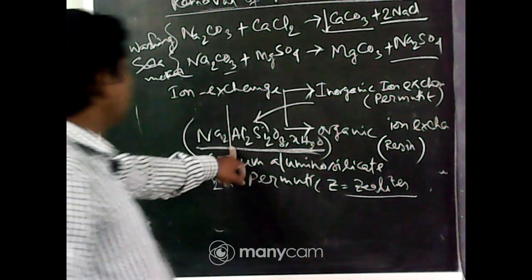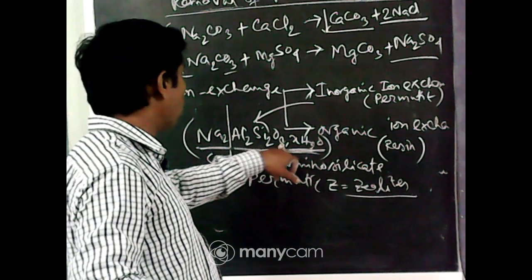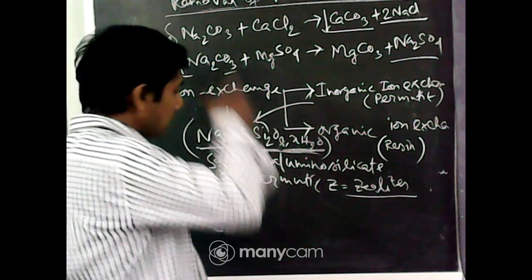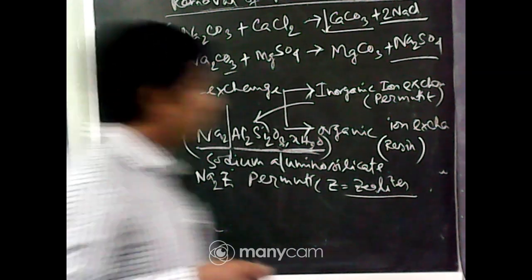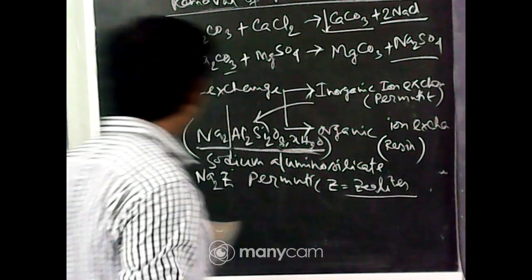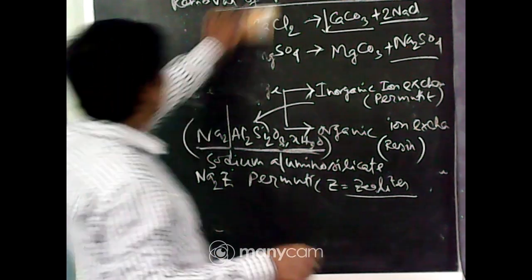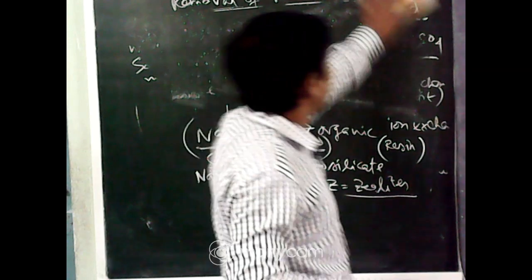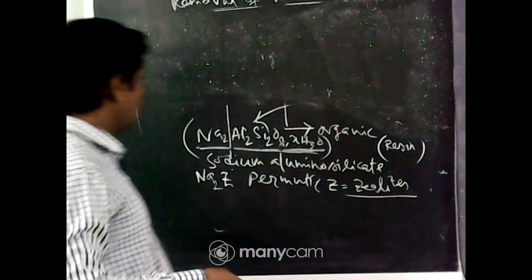Okay. So, this formula, Al2Si2O8 xH2O, that is zeolite. Now, coming to the reaction of this, when permutate is applied to the sample containing hard water.